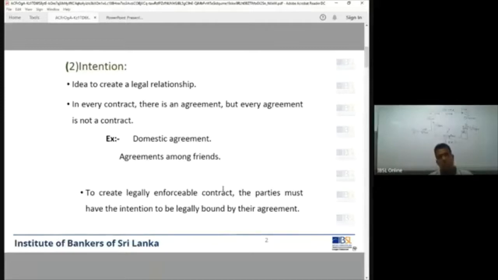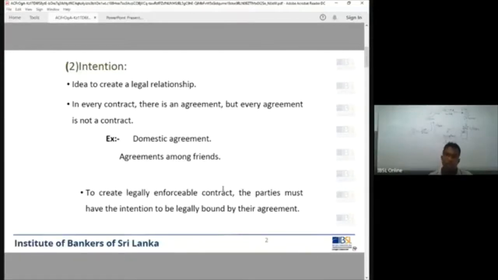Because that is a domestic agreement or domestic arrangement. When we live in a domicile, when we live in a house, every day we make promises. Others accept our promises. And always we breach promises. But each and every time when the promise is broken, we don't run to the courts and file action. Not because we can't, but because it is not possible under the law, because it is a domestic agreement.